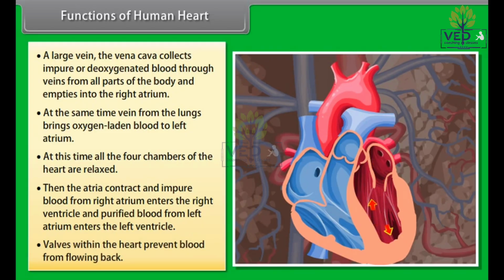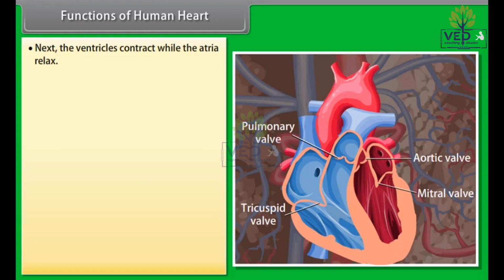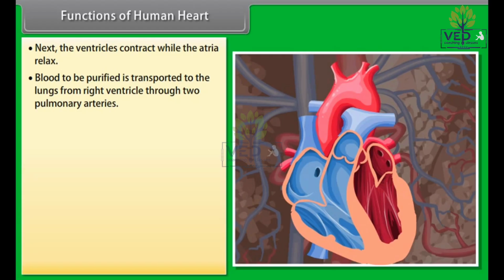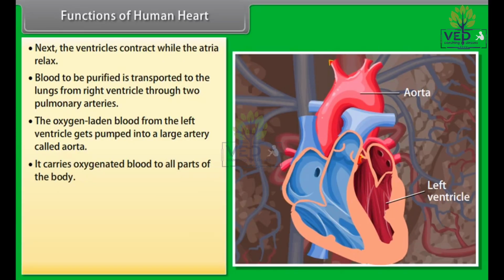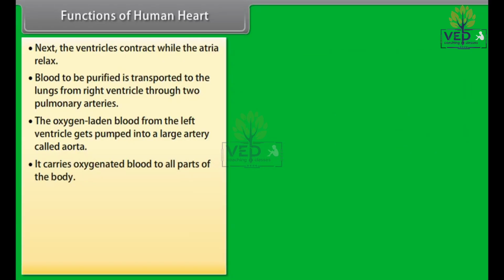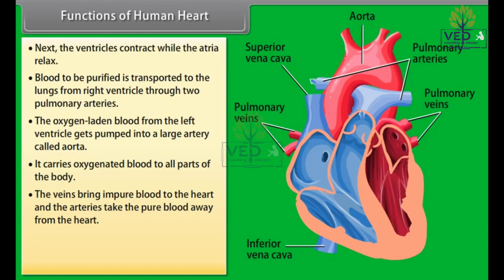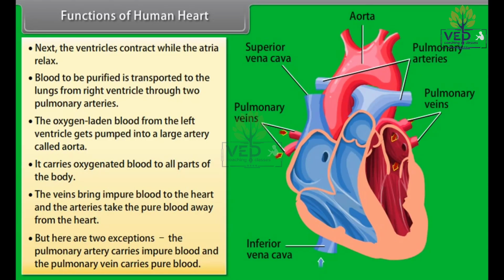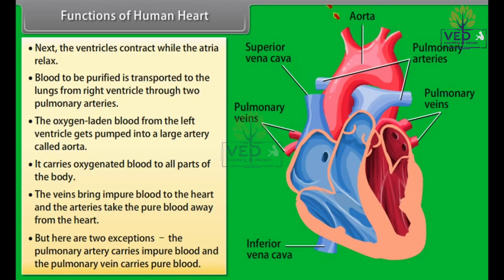Valves within the heart prevent blood from flowing back. Next, the ventricles contract while the atria relax. Blood to be purified is transported to the lungs from right ventricle through two pulmonary arteries. The oxygen-laden blood from the left ventricle gets pumped into a large artery called aorta. It carries oxygenated blood to all parts of the body. The veins bring impure blood to the heart, and the arteries take the pure blood away from the heart. But there are two exceptions. The pulmonary artery carries impure blood, and the pulmonary vein carries pure blood.